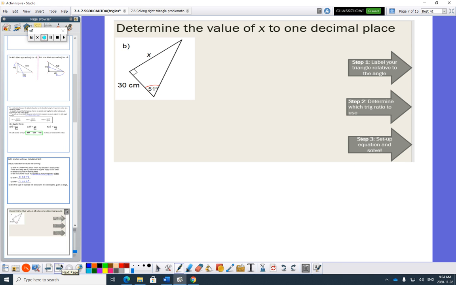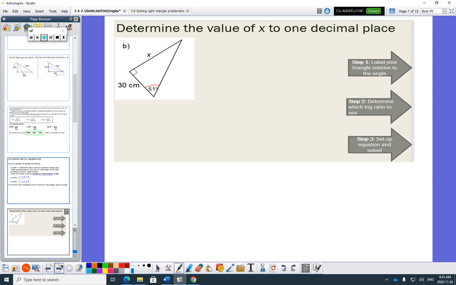And then you can also have to find side lengths. We'll do side lengths first for a triangle, okay? So it says, step 1, label your triangle relative to the angle. So in this case, we are given 51. Now, could we figure out what the third angle is? Yes, you could, for sure. You do 180 minus 90 minus 51. That totally is fine. But you don't have to, right? So it's up to you how much work you want to do, I guess.